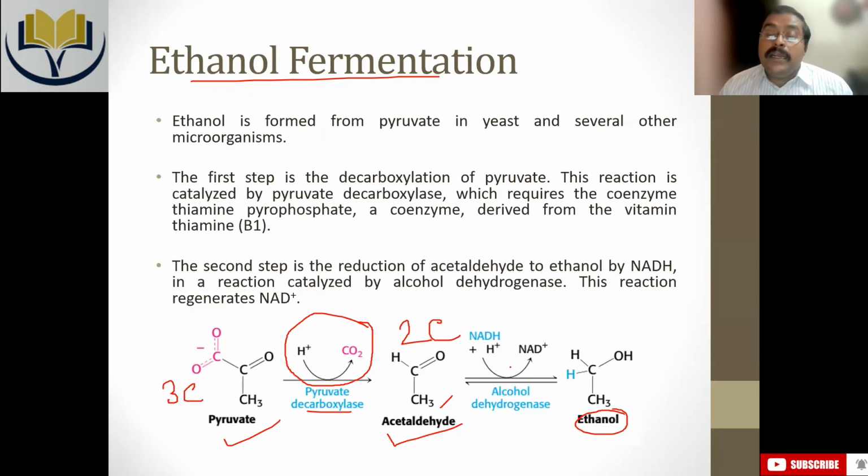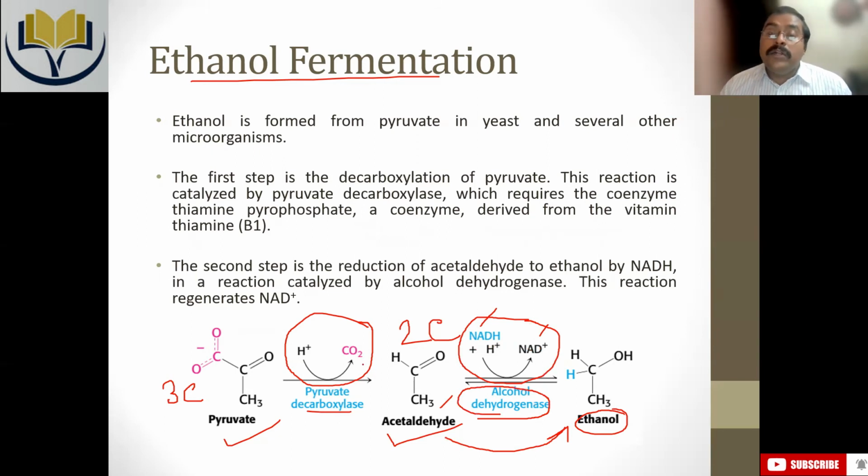But here what is going on? Acetaldehyde is converted to ethanol, which is a reduction process. On the other hand, NADH is converted to NAD plus, which is a removal of hydrogen. That is an oxidation process. As we all know, oxidation and reduction is a coupled reaction, right? So the second step is achieved by using the enzyme alcohol dehydrogenase.